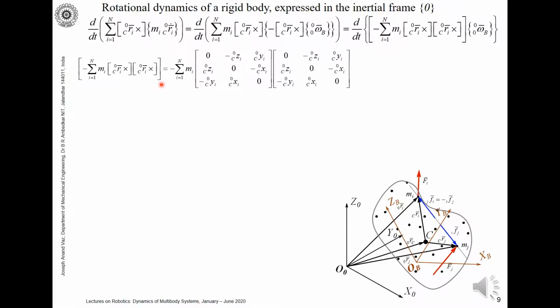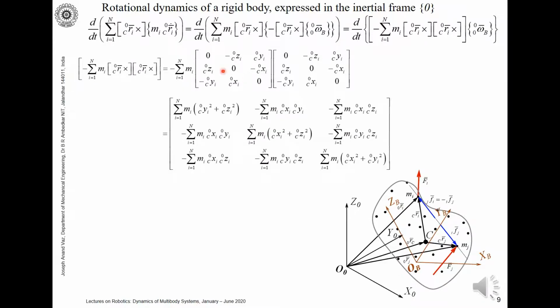This term here in the square brackets can be written like this. It's minus summation m_i, and this r cross can be written as this skew symmetric matrix. This r cross is repeated two times, so we have this occurring twice. And when you carry out the multiplication, you get this matrix here.